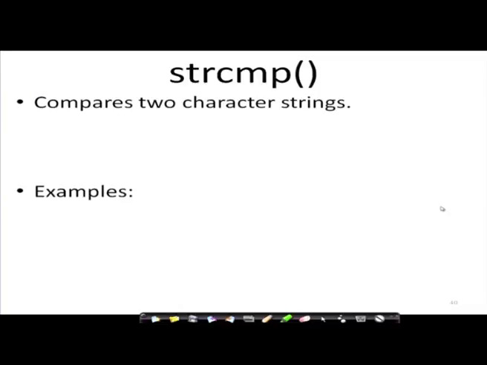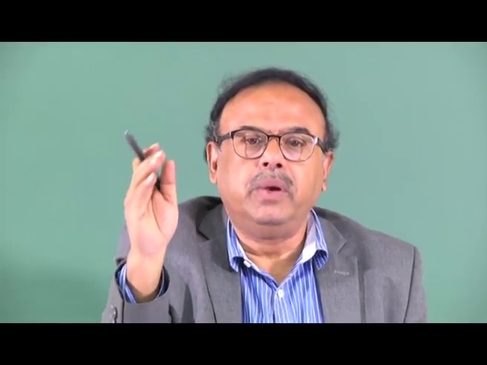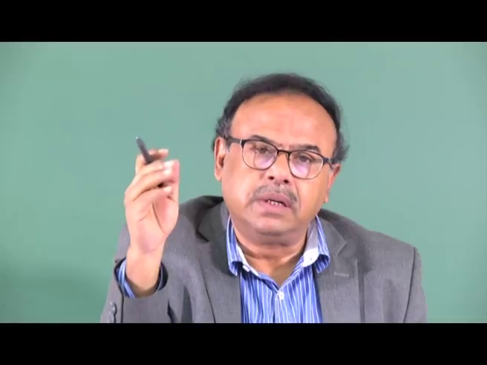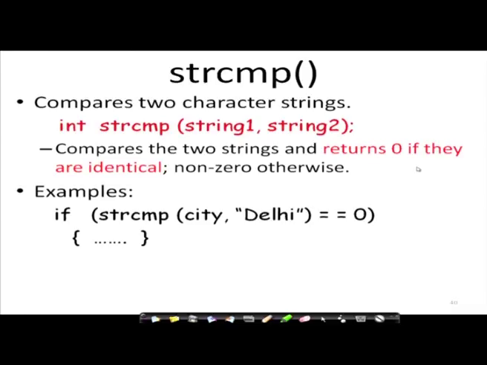String compare is comparing two strings, and returns 0 if they are identical. What I just now said was just the opposite. If they are matching, then it returns 0, and if they do not match, a little non-intuitive. So, keep it in mind that if the two strings match, then we will return a 0, otherwise we will return a non-zero. Okay. So, example is here, if I compare city with the string Delhi is 0, then I do something.